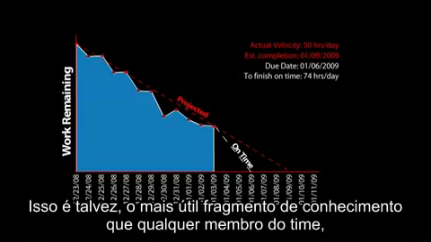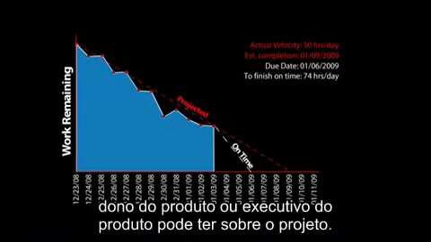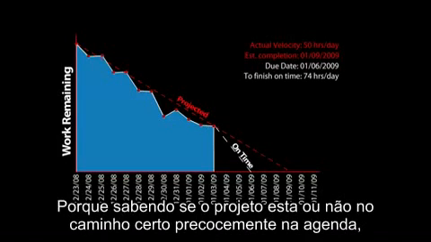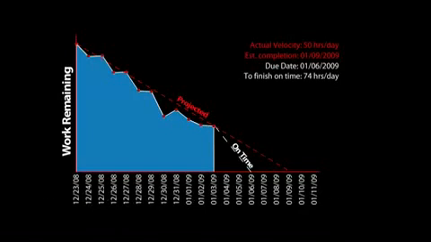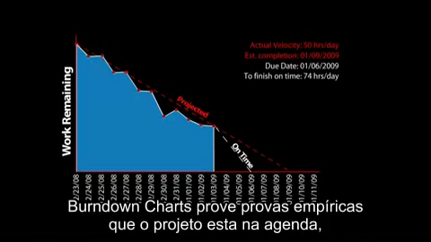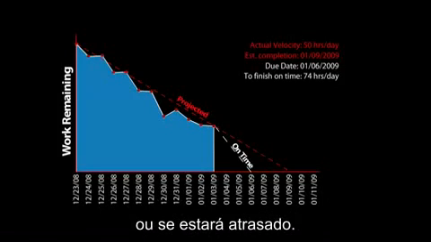This is perhaps the most useful piece of knowledge that any team member, product owner, or product executive can have about the project, because knowing whether or not the project is on track early in the schedule can help teams make the proper adjustments necessary to get the project on track. The burn down chart provides empirical proof that the project is on track or if it's going to be late.